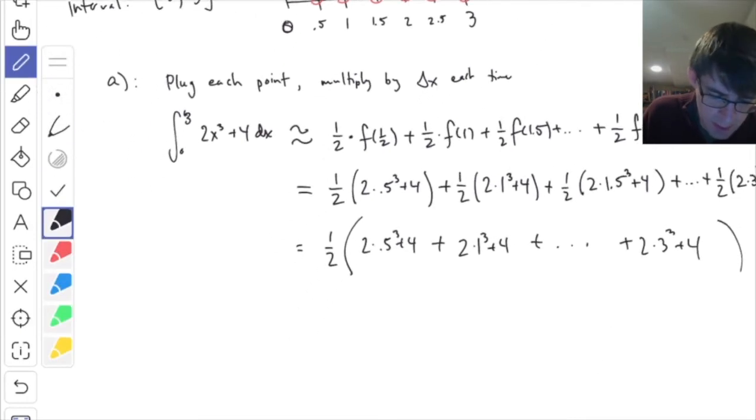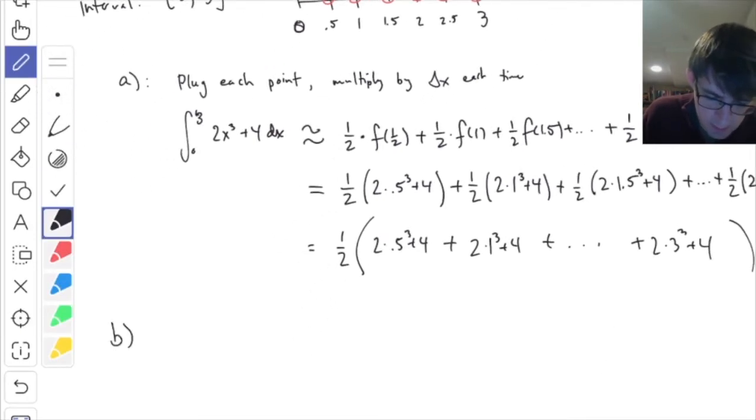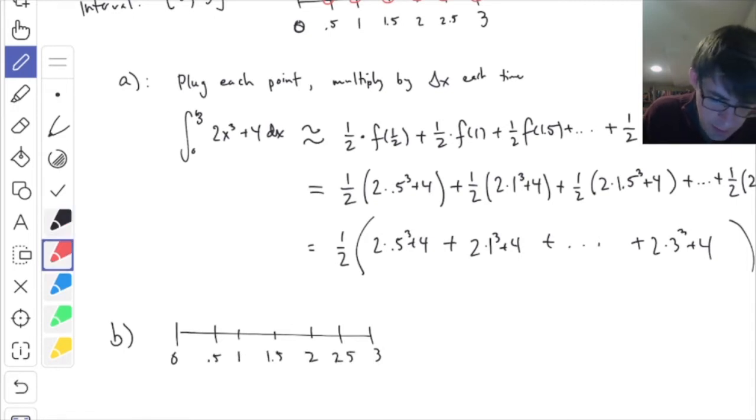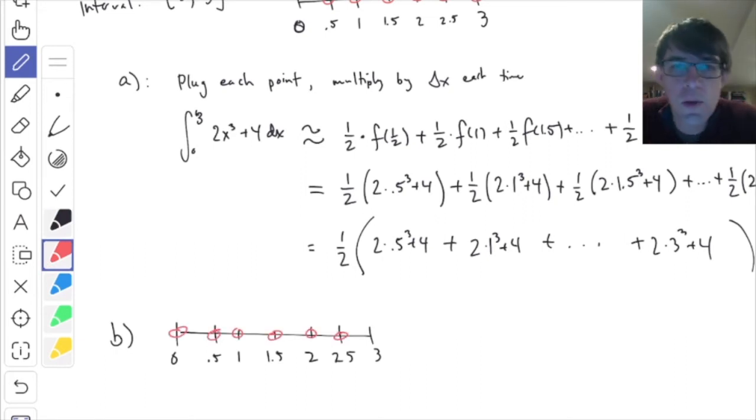So part B is pretty much the same. I have the same interval, the same subdivisions, only this time I'm going to choose the endpoint on the left every time in each little subinterval. We choose the ones on the left. So this time I do include 0, but I do not include 3.